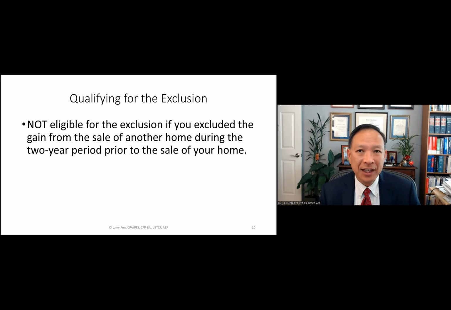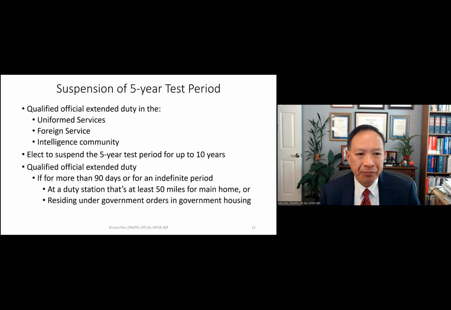Otherwise, the second sale is going to be fully taxable without the use of the exclusion. So be aware of that. We run into that situation a lot. Now, how can you suspend the 5-year test period?